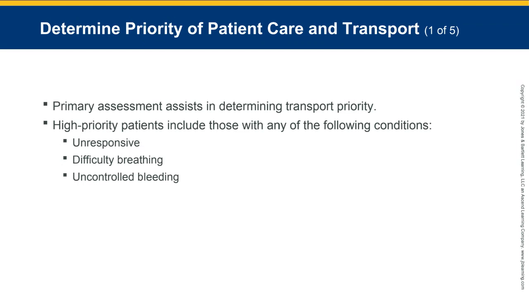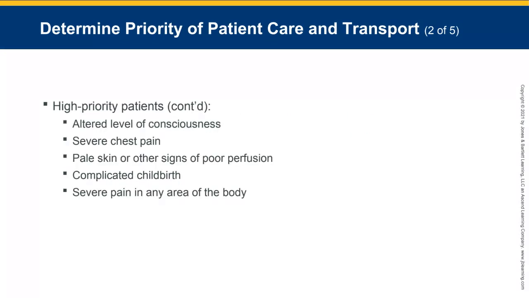So we will determine the priority of patient care and transport. Primary assessment assists in determining transport priority. High priority patients include those with any of the following conditions: unresponsive, difficulty breathing, uncontrolled bleeding. High priority patients, continued altered level of consciousness, severe chest pain, pale skin or other signs of poor perfusion, complicated childbirth, severe pain in any area of the body.